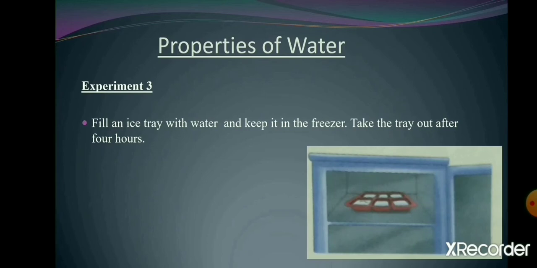Experiment number 3. In this experiment, you have to fill an ice tray with water and keep it in the freezer. Take the tray out after 4 to 5 hours. What you will see, children? The water in the ice tray would have frozen to become ice. Now keep this tray out on a table for some time. After some time, as it is warmer outside than in the freezer, the ice melts to become water.